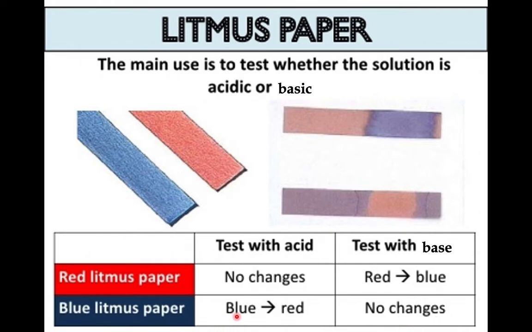So one more time. To test for an acid, blue litmus paper should turn red, and to test for a base, red litmus paper should turn blue.